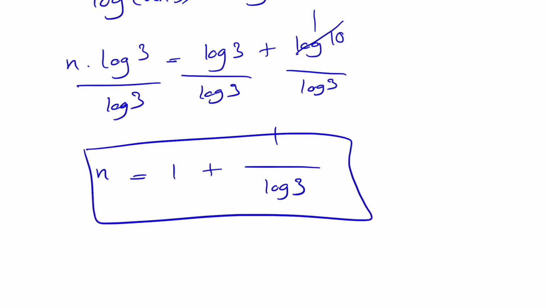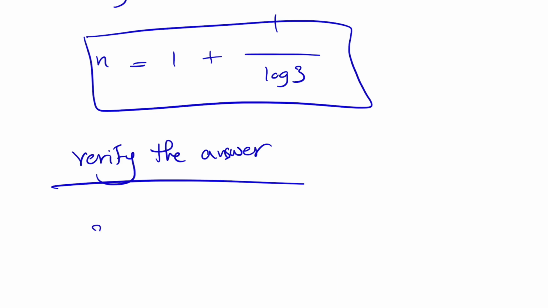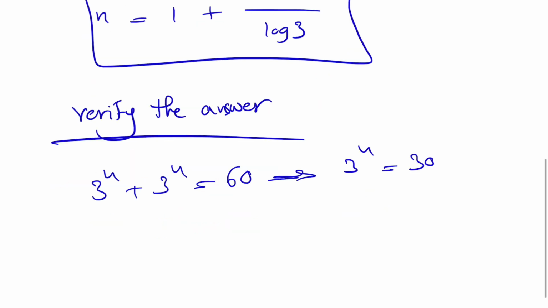But just for the sake of practice, let's verify our answer. What we had was 3^n + 3^n = 60, which we simplified to 3^n = 30. So let's plug in our answer. We'll have 3 to the power 1 plus 1 over log of 3 equals 30.